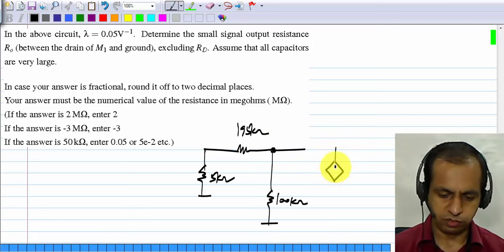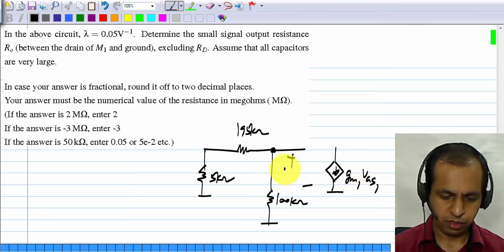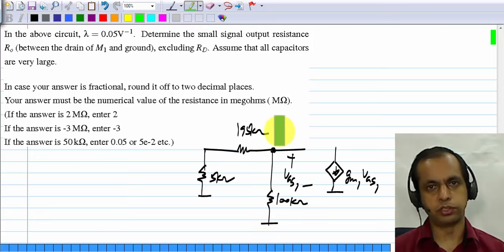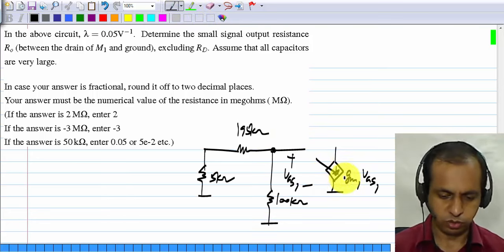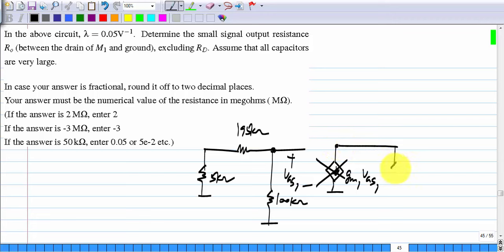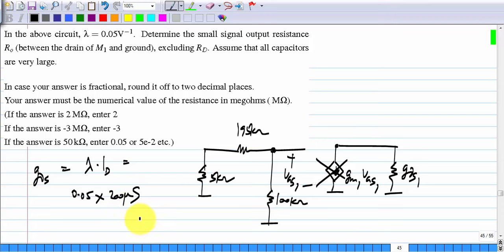This is the gate of the first transistor on the right side, and this is GM1 VGS1. You can clearly see that there is no source here, so VGS1 is 0, so GM1 VGS1 goes away. It becomes an open circuit. All we have is the GDS of this transistor. And how much is GDS? Again, for operating point calculations, you ignore this effect of lambda. So GDS is nothing but lambda times ID, which is 0.05 times 200 microsiemens, which is 10 microsiemens or 100 kilo ohms.